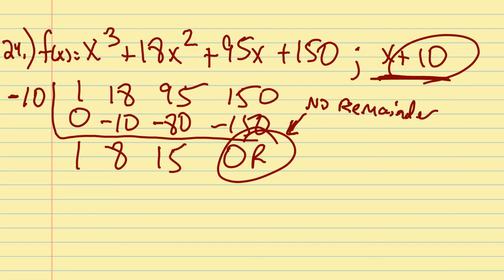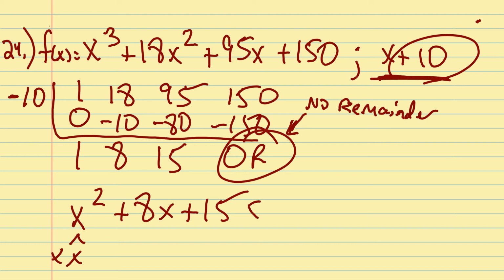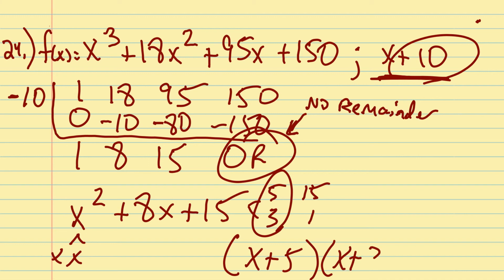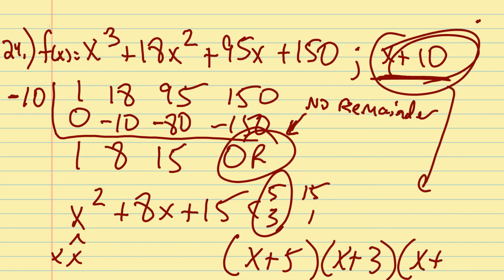Now, I write it as x squared plus 8x plus 15. How do I get x squared? Well, x and x. How do I get 15? 5 and 3, or 15 and 1. 5 and 3 works. So this becomes x plus 5, x plus 3. Remember, you have to bring down this original factor to get x plus 10. And that's it. Moving on.